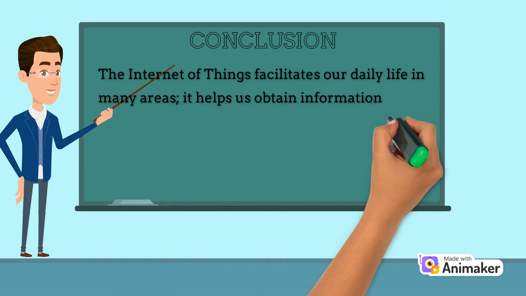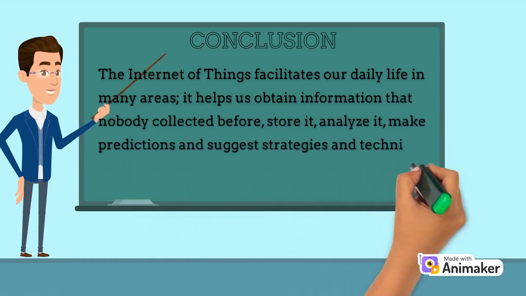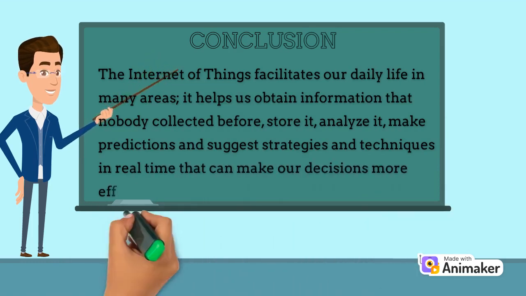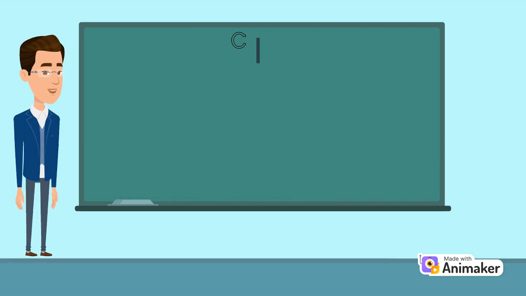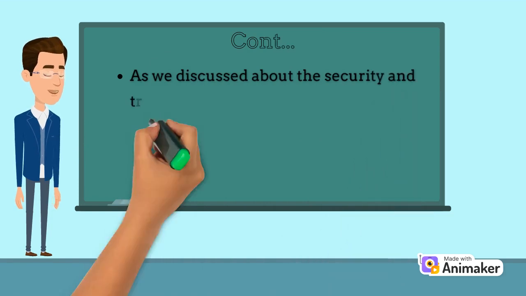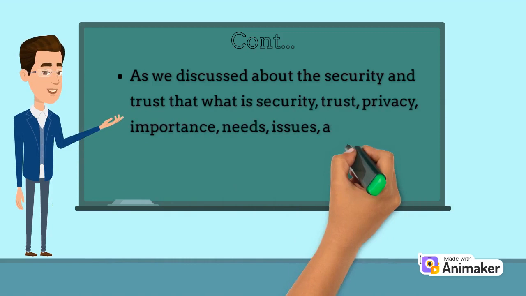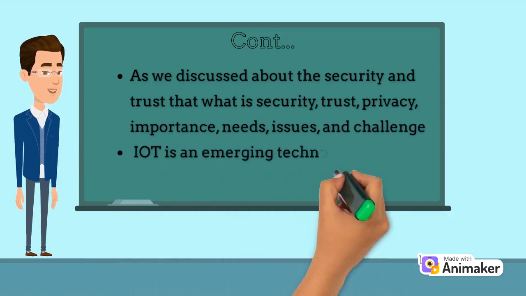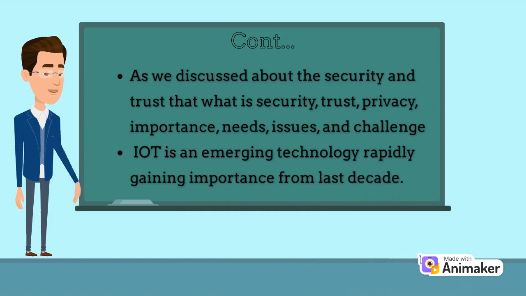Conclusion. The Internet of Things facilitates our daily life in many areas. It helps us obtain information that nobody collected before, store it, analyze it, make predictions, and suggest strategies and techniques in real time that can make our decisions more effective and help us achieve a goal. As we discussed security and trust: what security, trust, privacy, importance, needs, issues, and challenges are.